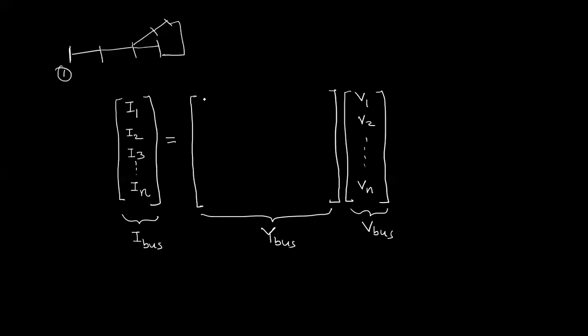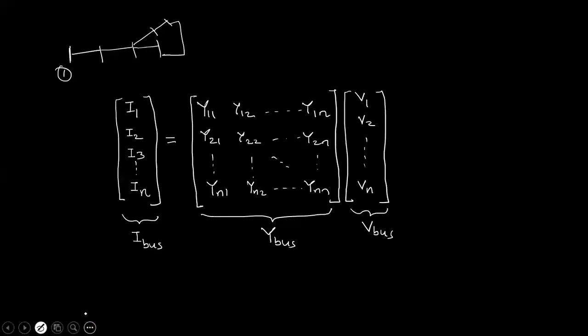So in Y bus we have Y11, Y12, and so on, Y1n, then we have Y21, Y22, and so on, Y2n, and so on here. So n number of buses. Okay, like that.